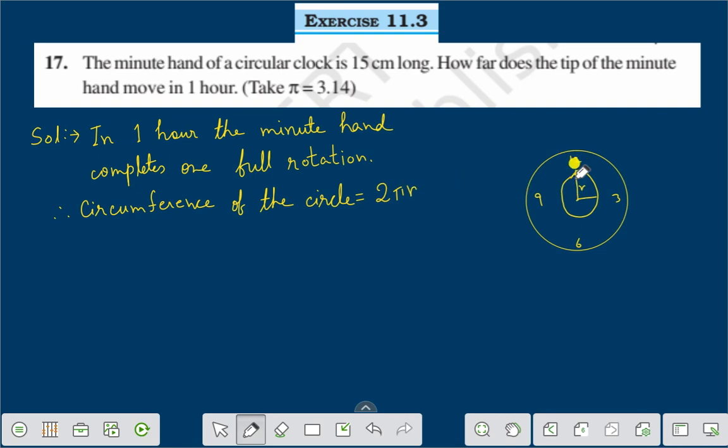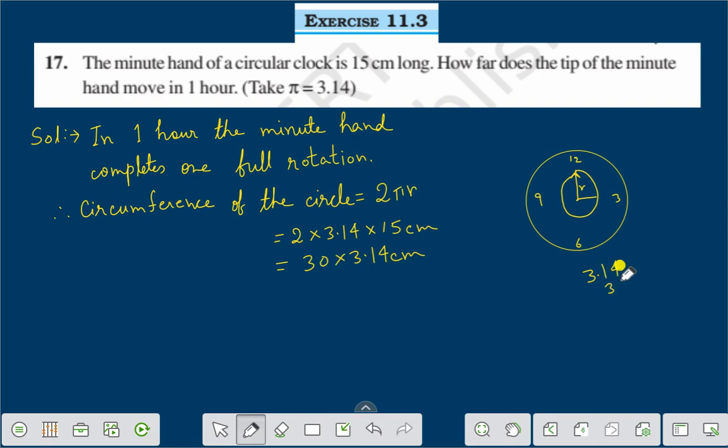R means radius. Radius means the length of the minute hand, that is given as 15 centimeter. Therefore we are getting 2 into 3.14 into 15 centimeter, that means 30 into 3.14 centimeter.